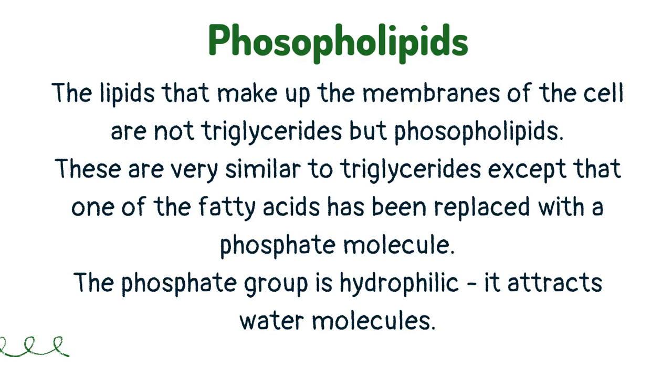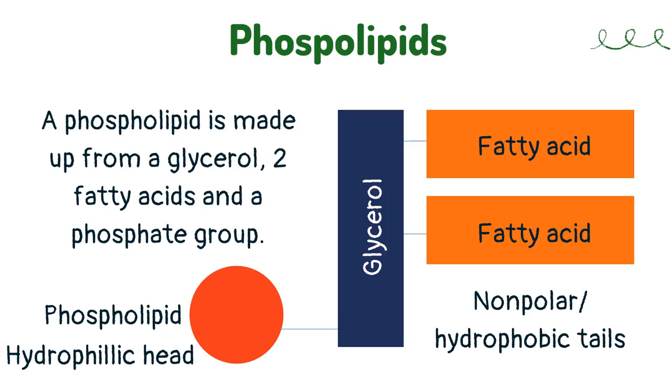The lipids that make up the membranes of the cell are not triglycerides but phospholipids. These are very similar to triglycerides, except that one of the fatty acids has been replaced with a phosphate molecule. The phosphate group is hydrophilic, it attracts water molecules. A phospholipid is made up from a glycerol, 2 fatty acids and a phosphate group.